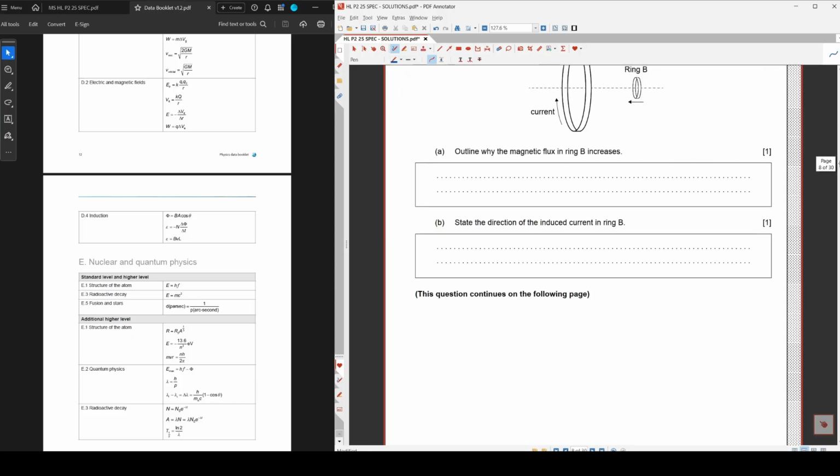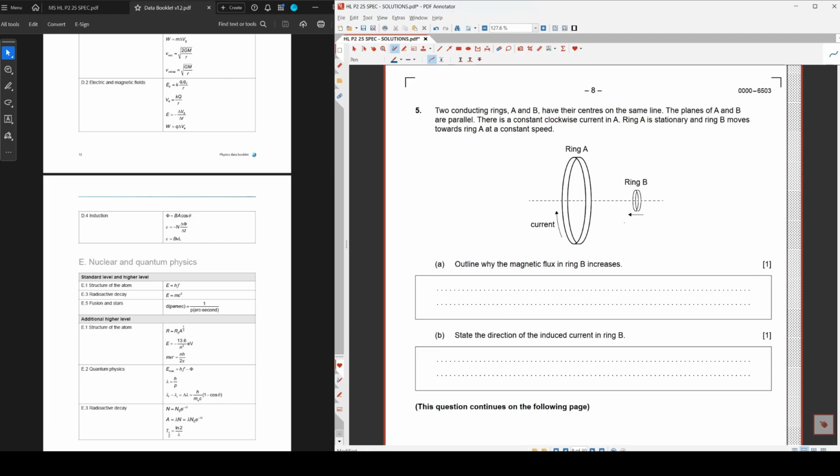But anyway, there are a couple common things in this one that are good to make sure you're generally okay with. So first, for example, outline why the magnetic flux in ring B increases. Well, I've got the two rings, current flowing through one, and the other one's getting closer. They like to ask, why does flux change in this situation? Because remember, all of this Faraday magic is about change in flux. And so they often like to ask, why is the flux changing?